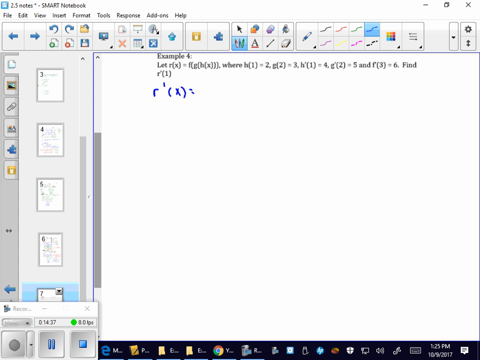which is going to be the derivative of the outside piece times the inside. Keeping all the parentheses straight here is probably the hardest part. 1, 2, 3, 1, 2, 3, that looks right. Times the derivative of the next inside piece, which is g prime of h of x, and then times the derivative of the last inside piece, which is h prime of x. So again, just keeping everything straight is probably the hardest part there.